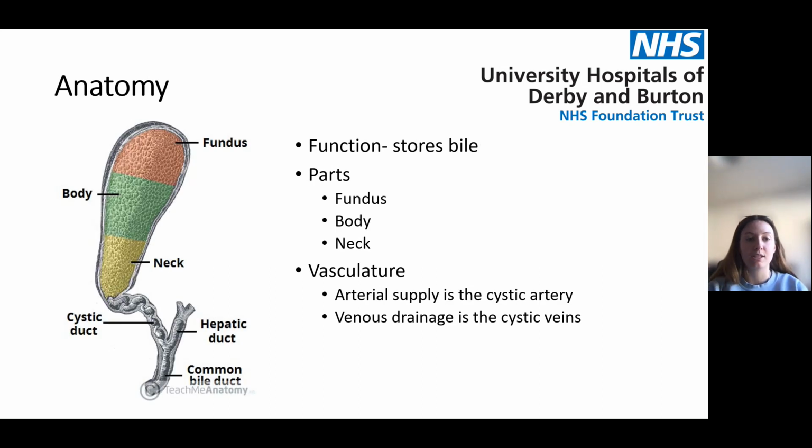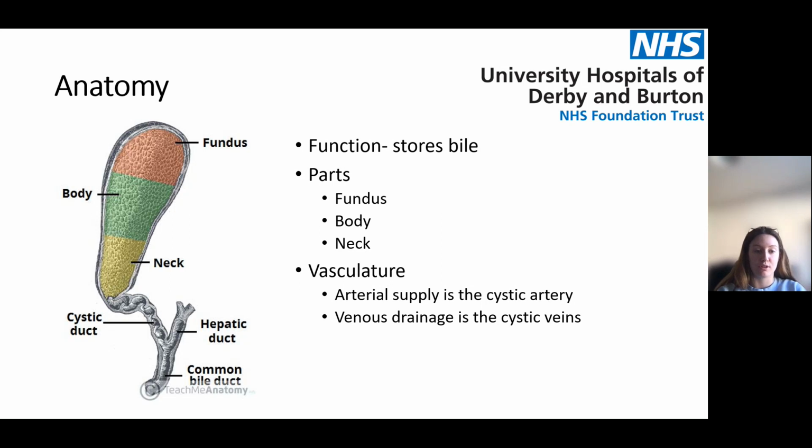So a little bit about the anatomy. The function of the gallbladder is to store bile. There are three parts: the fundus, the body, and the neck. The fundus is at the top, the body is in the middle, and then the neck's what connects to the ducts. The vasculature, so it is supplied by the cystic artery and it's drained by the cystic veins.